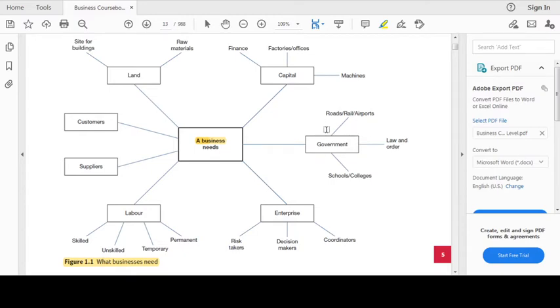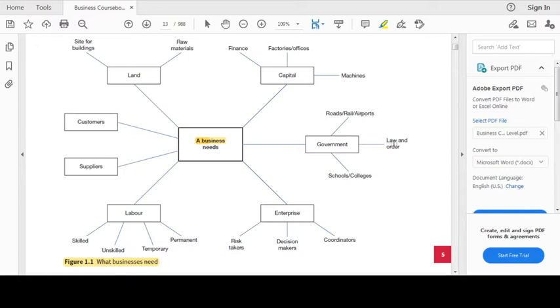First of all, the government. Why does a business need government? I'm going to explain that. It's not possible that a business will operate alone. They need support, and what kind of support do they need? They need government support. They need roads and railways. Obviously they need proper infrastructure through which they will be producing. Roads will allow the business to transport here and there.